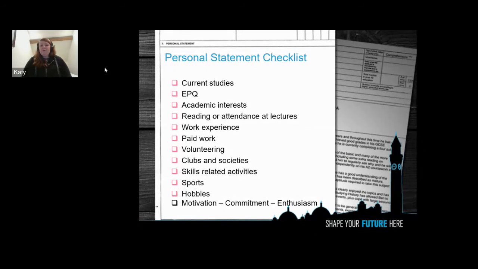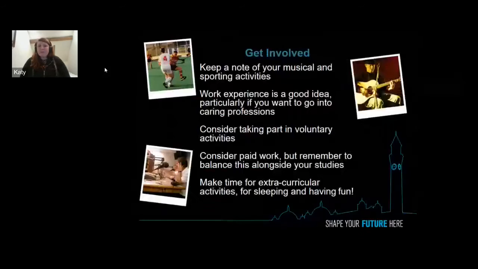So what we're really looking for is those three things at the bottom. So motivation, so why do you want to study that subject? Commitment to the subject, and also enthusiasm for the subject as well. So those are three important things to come across during that personal statement. So it's important to get involved.